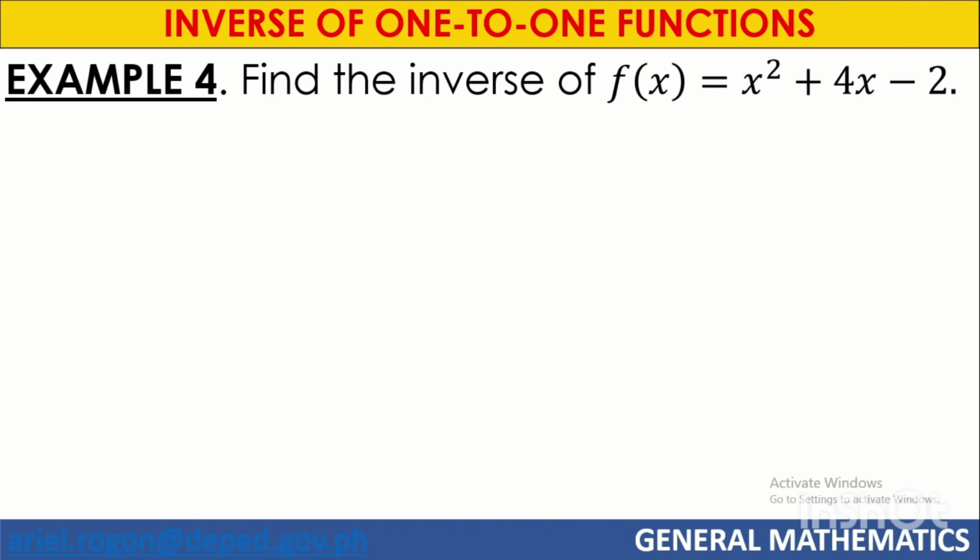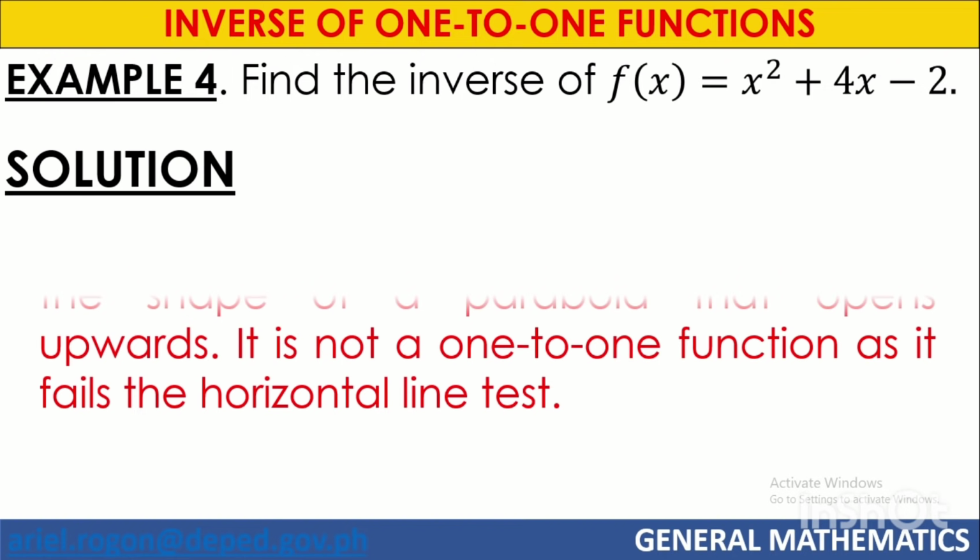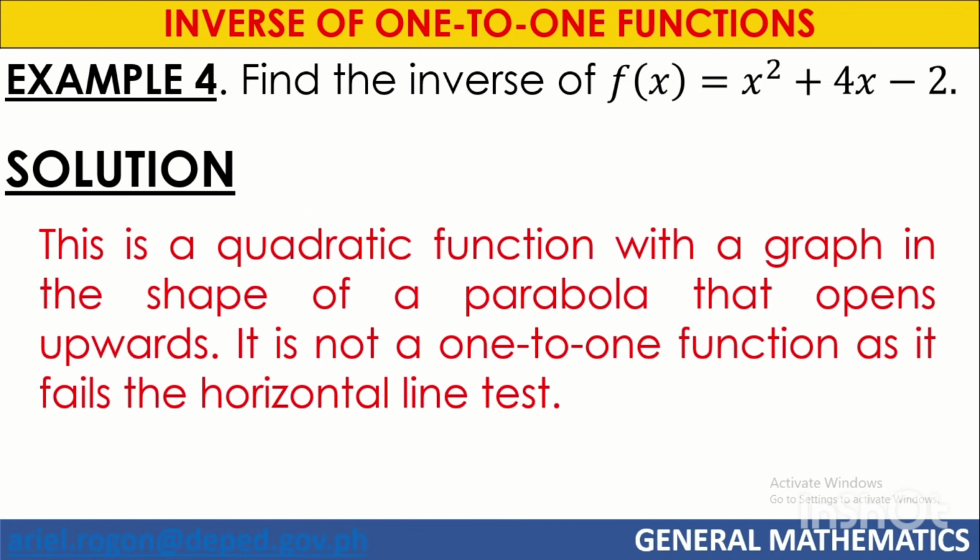Find the inverse of f of x is equal to x squared plus 4x minus 2. First, observe the given function. This function is quadratic. So kapag quadratic, the graph is parabola. Tingin nyo ba papasa siya sa one-to-one function using the horizontal line test? Hindi. Therefore, this is a quadratic function with a graph in the shape of parabola that opens upward.